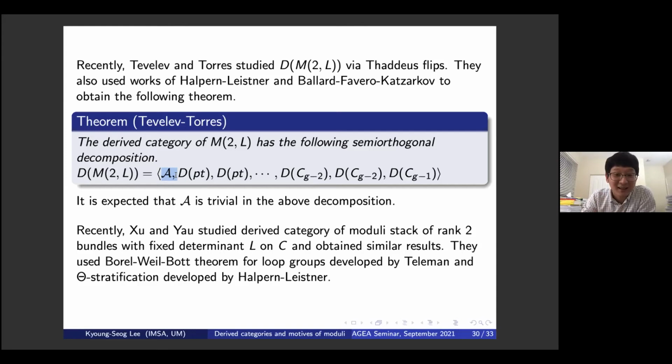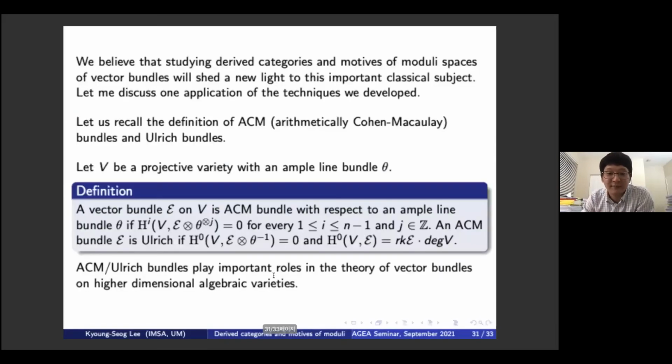And recently, again, very recently, both results are quite recent, one or two weeks ago as far as I remember. Su and Yao studied the derived category of the moduli stack of rank 2 bundles with fixed determinant L on C, and they also obtained a similar result. They use the Borel-Weil theorem for loop groups developed by Teleman, and the theta stratification recently developed by Halpern-Leistner and Eisner. So there has been lots of progress in this direction these days.